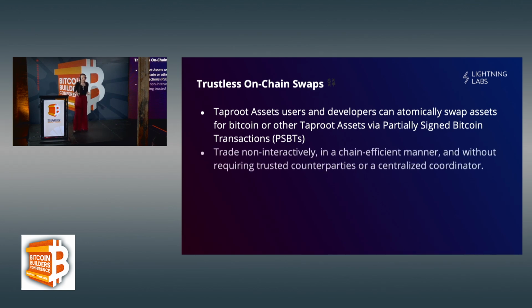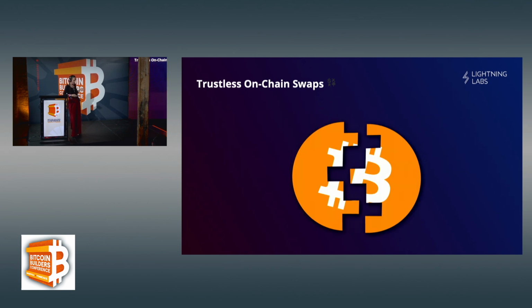All right, cool. So with that, we can use this to trade non-interactively in a chain-efficient manner and without requiring trusted counterparties or a centralized coordinator. So that's really cool, and let's just talk through a little bit what that might look like, again, using our classic characters Alice and Bob, and I'll show you a nice non-technical picture. This is sort of what a PSBT swap looks like in my head. This is how it looks.